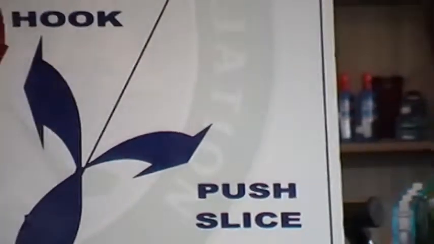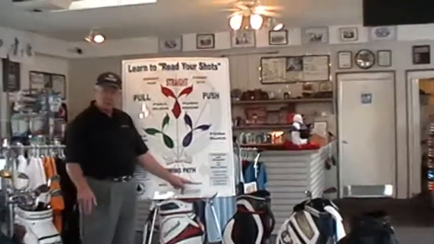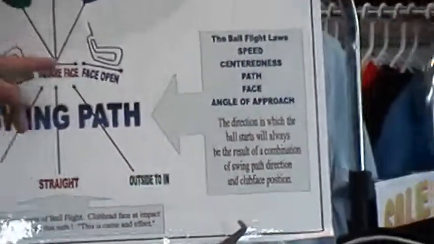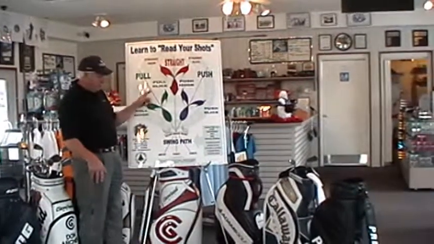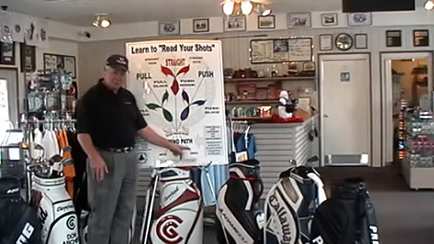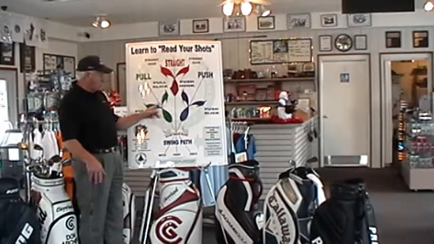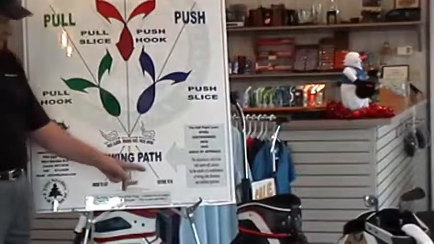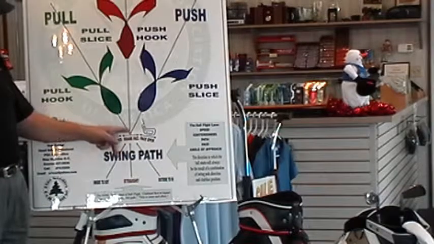The opposite then goes for the swing path that goes from the outside to the inside. Outside to the inside path with the club face square is a pull, and that would be a straight pull. A club face open would be a pull slice, which would turn to the right, and a club face closed at impact would go toward the left.